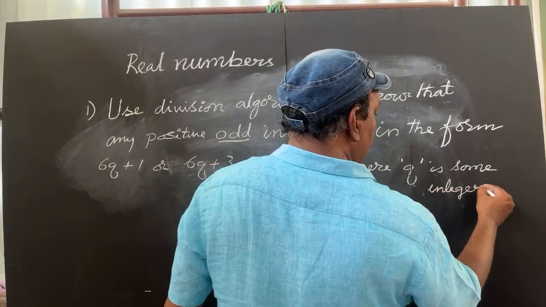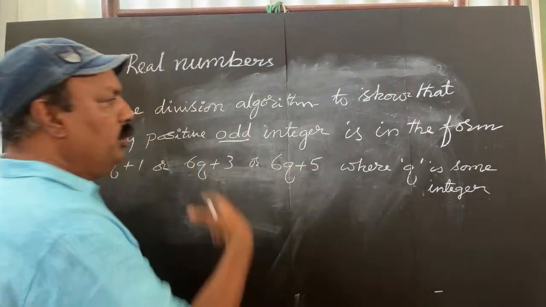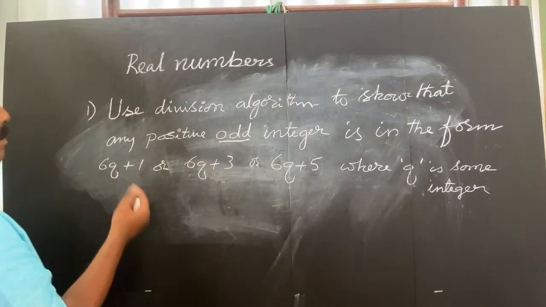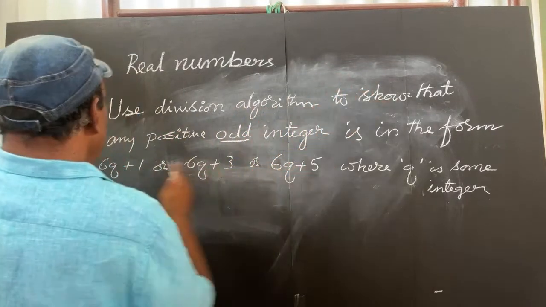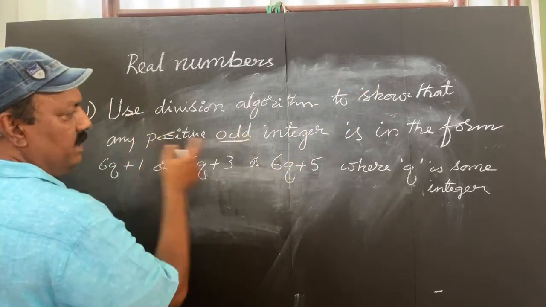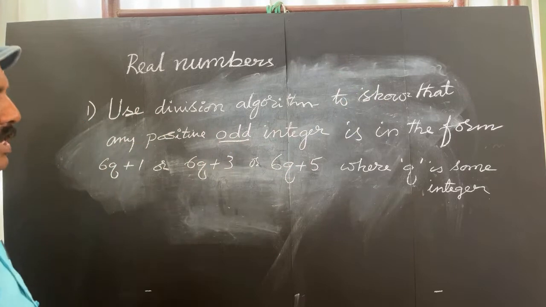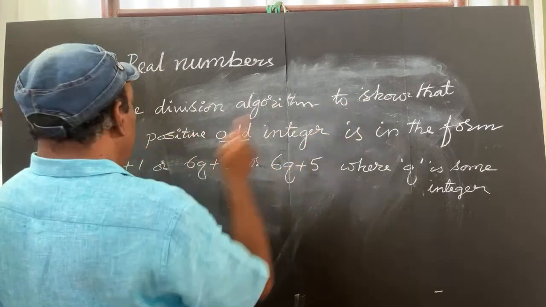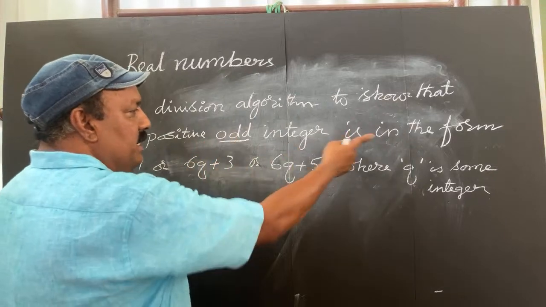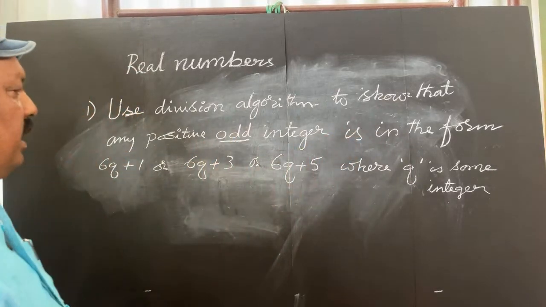This is the question you are going to face. And how to solve this problem? Once again you see, use division algorithm to show that any positive odd integer. Here one more question will come, means how it will come? Use division algorithm to show that any positive even integer is of the form like that.